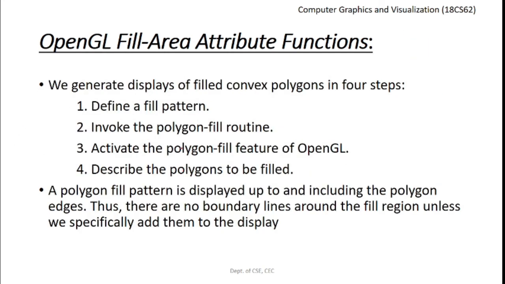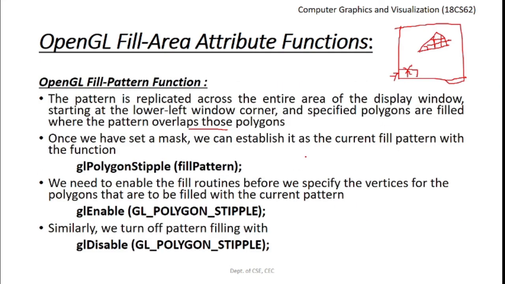Go to the third step: activate the polygon fill feature of OpenGL. To do that, we need to invoke a function called glEnable. We need to enable the polygon fill routines before we specify the vertices for the polygons that are to be filled with the current pattern, using the function glEnable, and the OpenGL constant is GL_POLYGON_STIPPLE. We need to do this before defining or describing the polygon. Once we have defined the polygon, then we need to disable it.